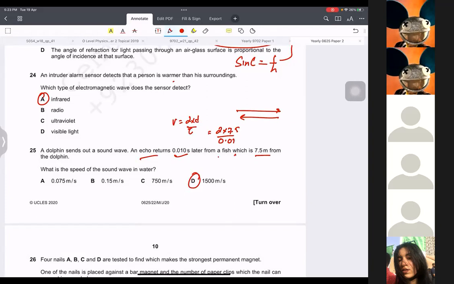Even if I did not know, even if I was just supposing, I was not even sure about it, I still know that this is the speed in water. I would choose this. Sir, I'm getting 15,000, not 1,500. Are you sure? Yes. 2 times 75 over 0.01.